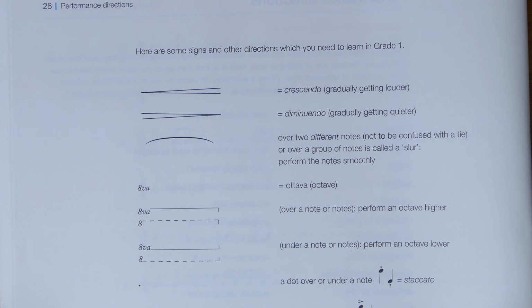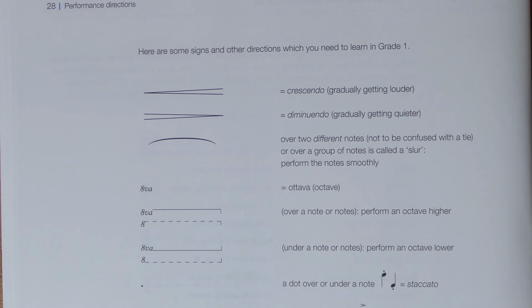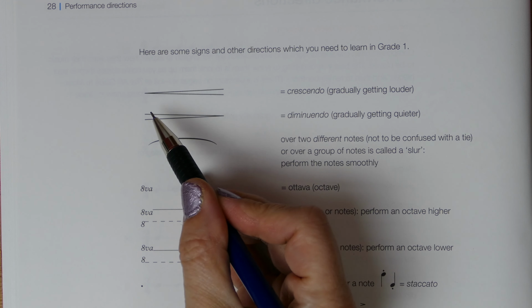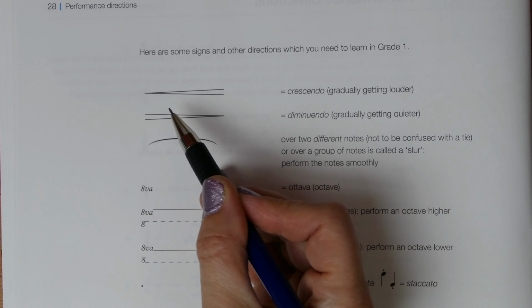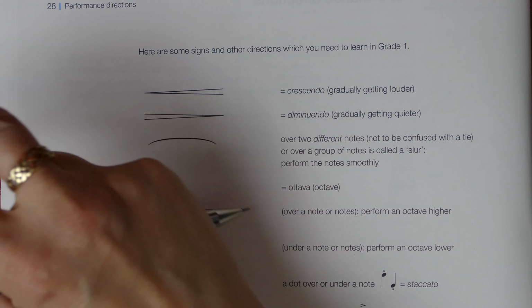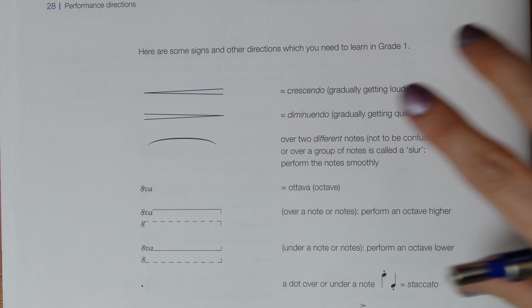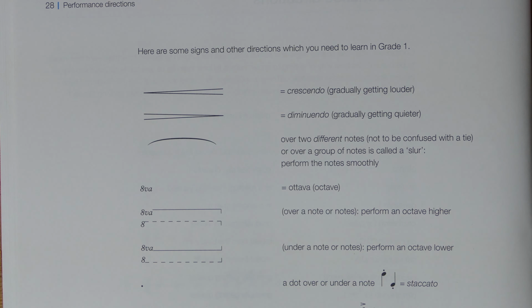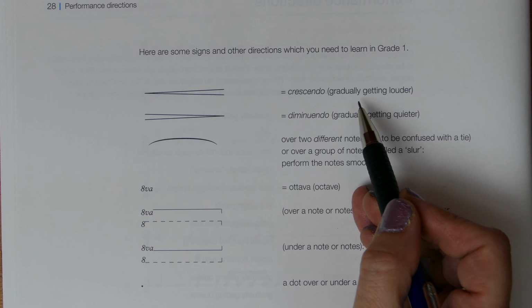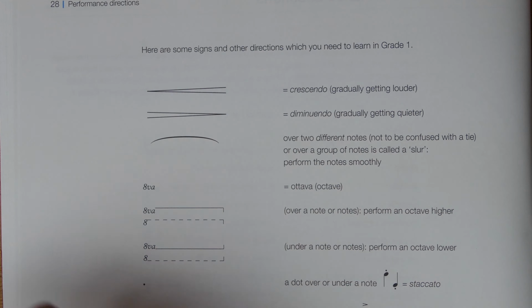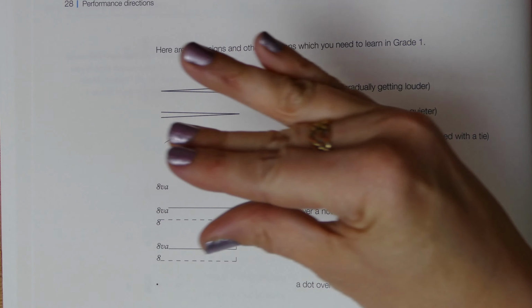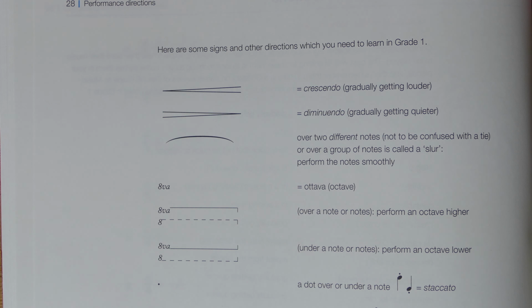Let's just turn over the page and see if there's anything else that I can help you with. These performance directions, these symbols do often just make sense. So here we can see this is a gradually getting louder sign and it's sort of opening out as you open up the valves of volume. That makes sense. So crescendo, gradually getting louder. Diminuendo, we can see we're closing down the volume and so that's getting quieter.